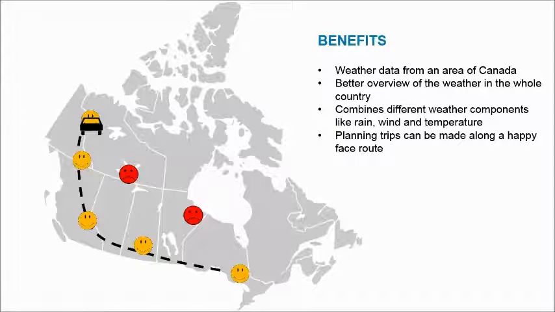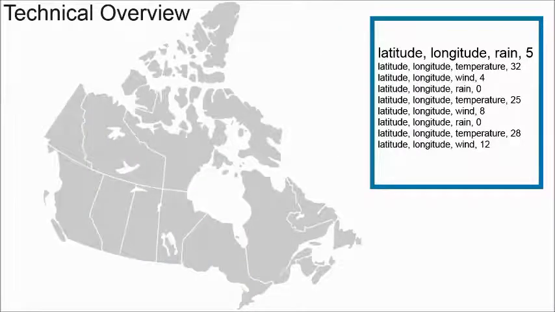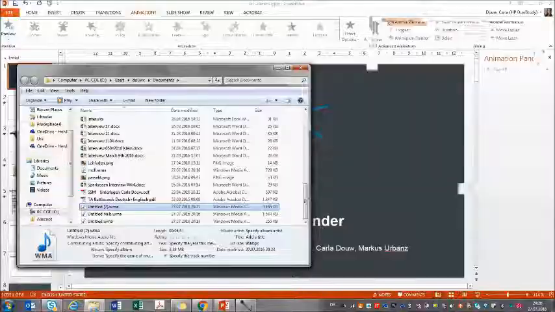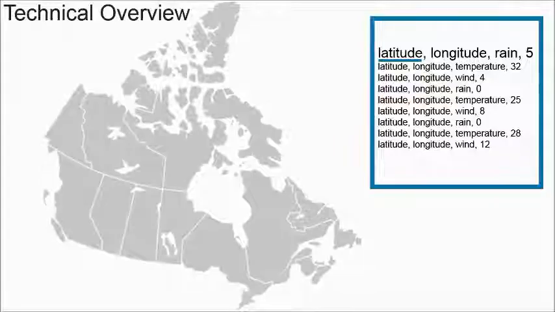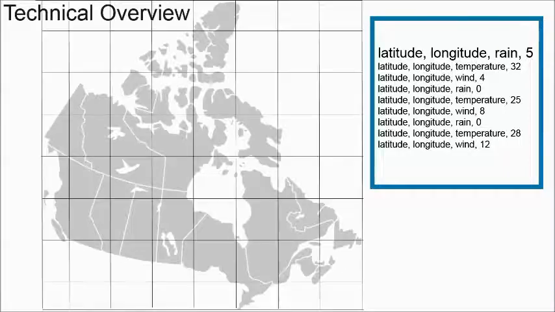The data behind the smileys gets produced randomly with different weather types like temperature, wind and rain. It appears in a string with latitude, longitude, as well as the type of weather data like wind and a value like wind force. This data gets generated from different sensors all over Canada.